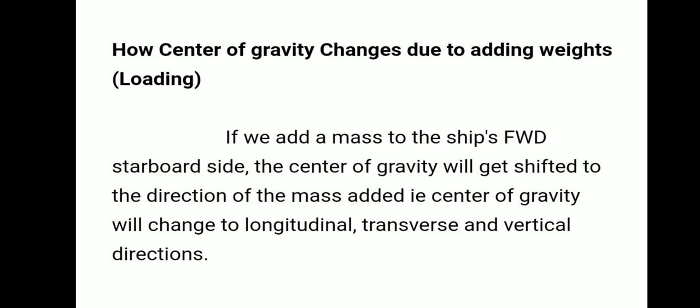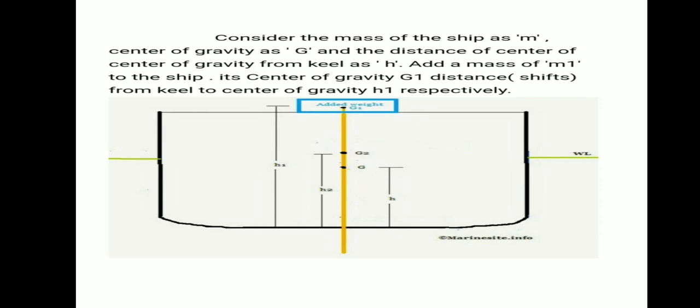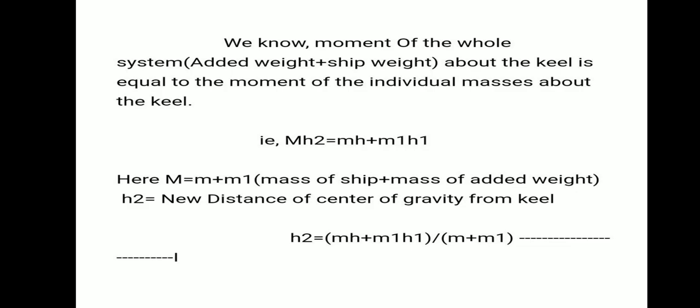Now we are considering a scenario: consider the mass of the ship as m, the center of gravity as g, and the distance of the center of gravity from the keel as h. Now if we add a mass m1 to the ship, its center of gravity g1 is at distance h1 from the keel. So if we add a little mass m1, the center of gravity will change. We know that the moment of the whole system, that is added weight plus total ship weight, about the keel is equal to the moment of the individual masses about the keel.